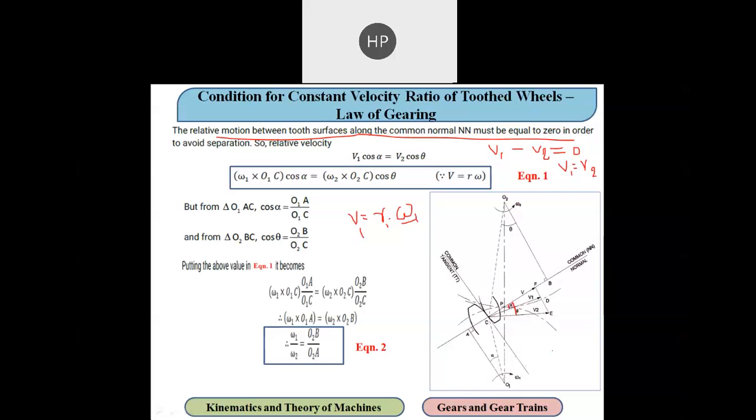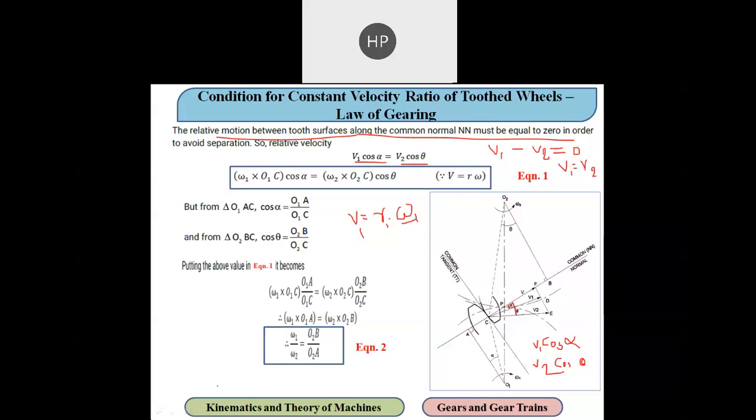So what equation do we have? v1 cos alpha, that is the component of v1 on this line. Same way, what is the component of v2? The component of v2 will be v2 cos theta. So now we have these two components, v1 cos alpha and v2 cos theta.